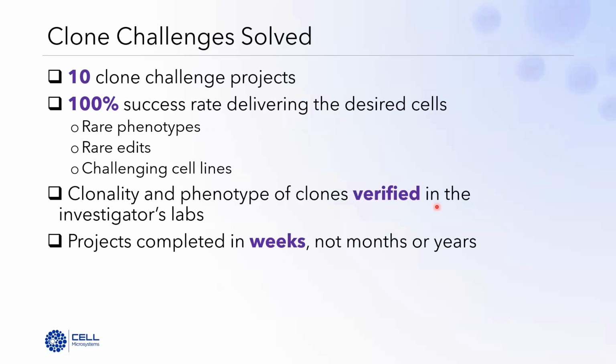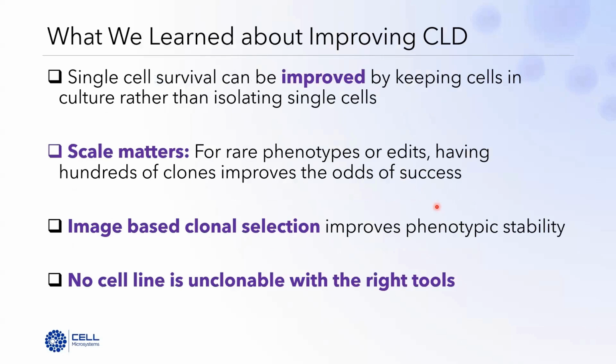So of all the clone challenges that we have tackled through this program, we have had a 100% success rate delivering the desired cells, irrespective of whether or not the phenotype is rare, or there's been a rare edit, or it's a challenging cell line or problem. Importantly, after giving those cells back to the labs that contacted us, they have been able to verify clonality and phenotype in their own labs, confirming that we were able to deliver them what they needed. And importantly, for these researchers, we were able to complete the projects in weeks, not months or years. So what have we learned overall about improving cell line development?